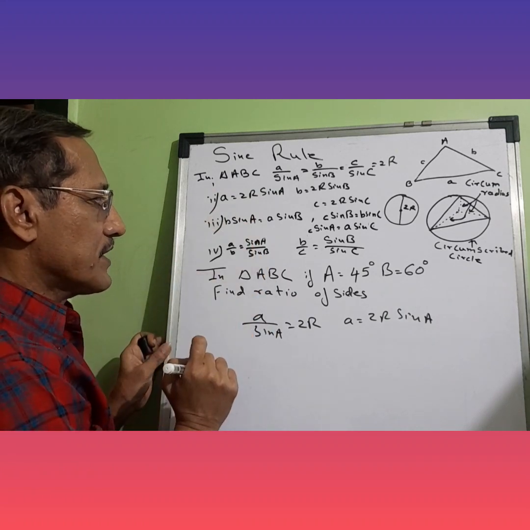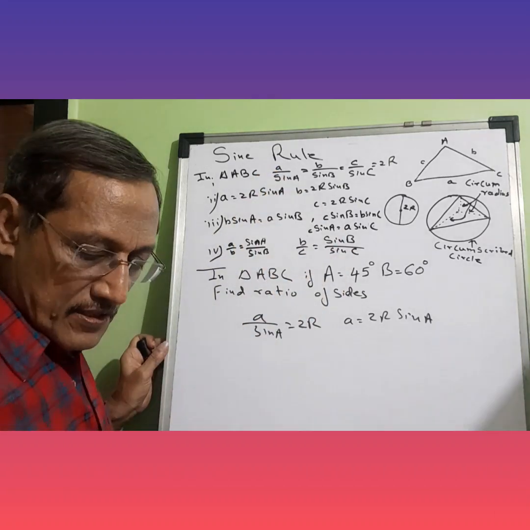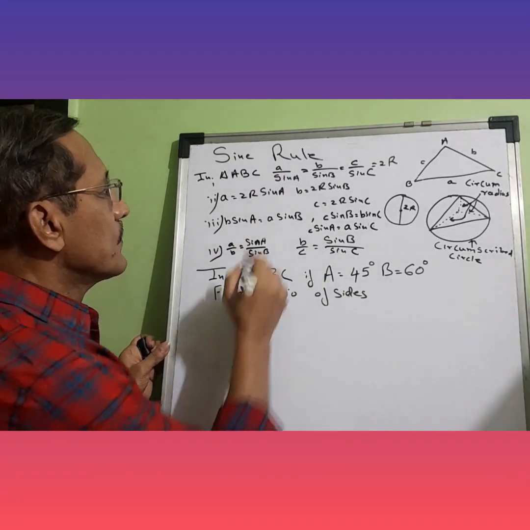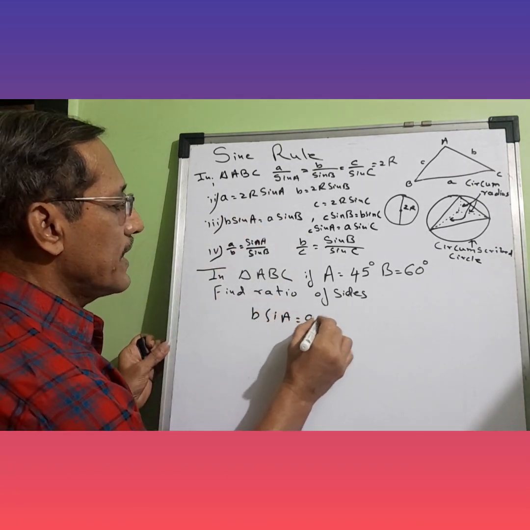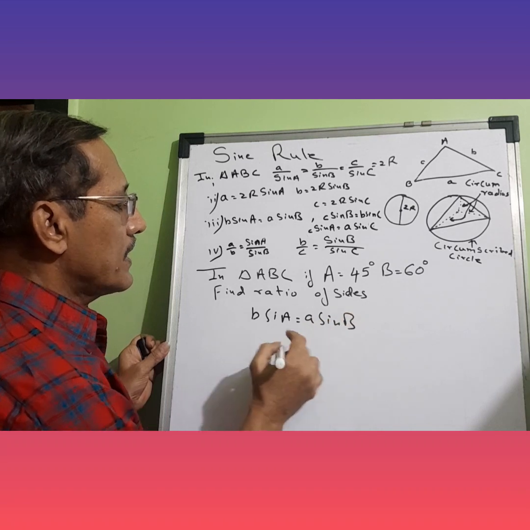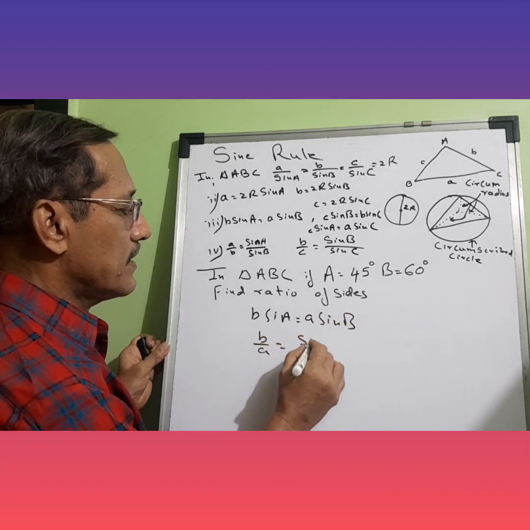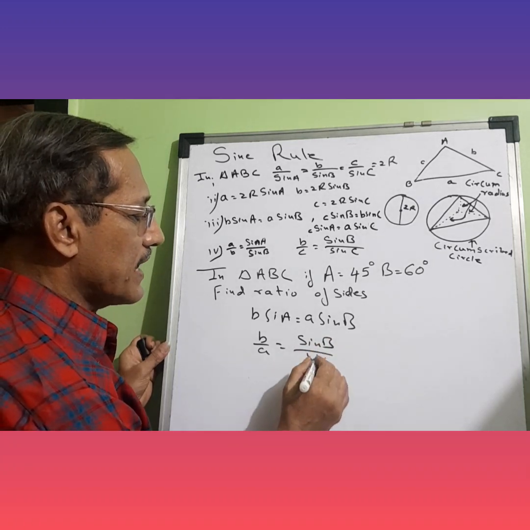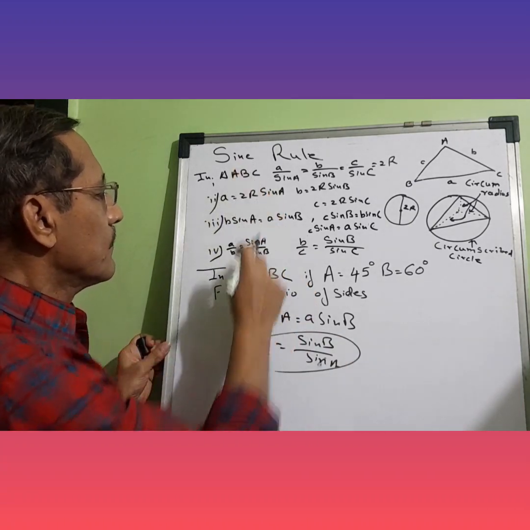We saw the derivation of this, and this equation is again just the same thing. What you do is just write both the equations. Now you write b sine A is equal to a sine B. So b over a is equal to sine B over sine A. This is how we derive all these four equations.